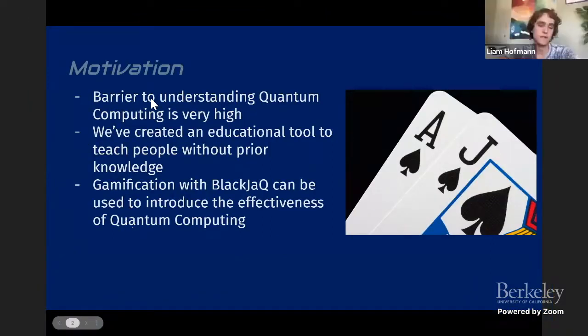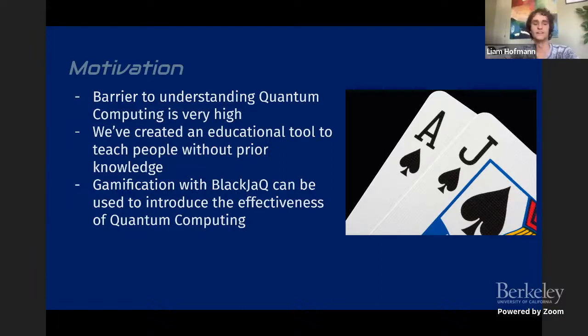One of the major problems we have when trying to introduce people to quantum computing is that you need to already know some physics if you want to really understand what quantum computing is. And there's a very high barrier to entry in that regard. So our mission is to make quantum computing more easily accessible to people with little to no knowledge. And we think one of the best ways to do that is through gamification.